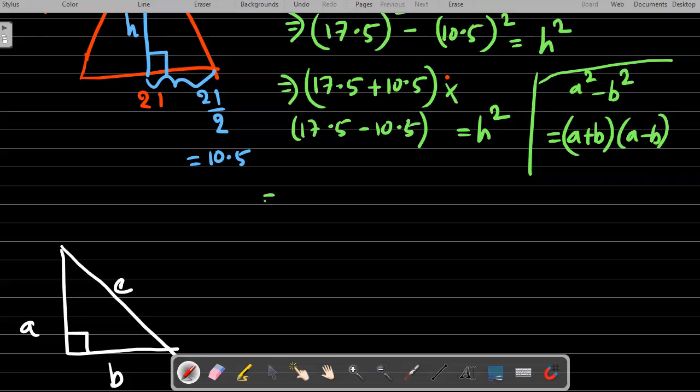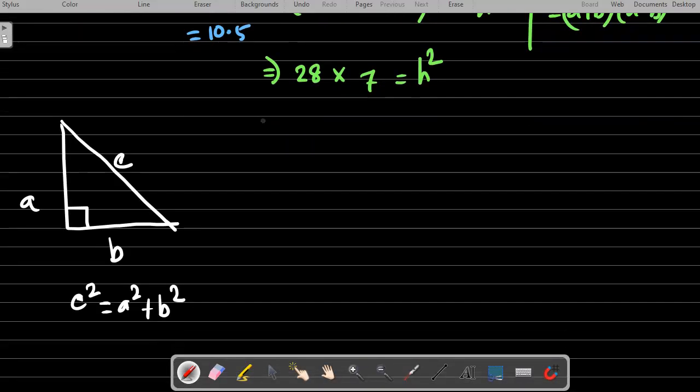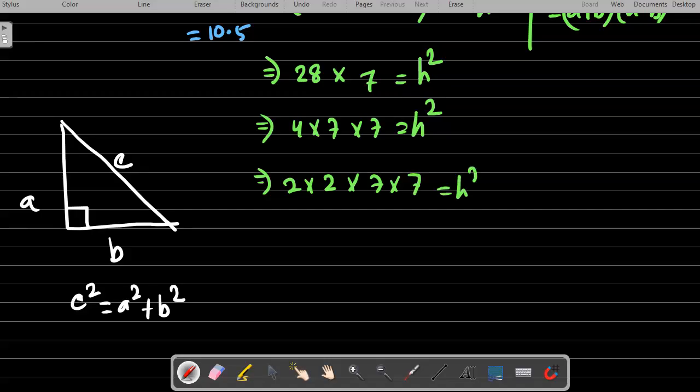Now add this, you will get 28 here and you will get 7 here, that is equal to h square. Now factorize, don't multiply, factorize. It is 4 into 7 into 7 is equal to h square. So here you get 2 into 2 into 7 into 7 is equal to h square. So now what is h? H is 2 into 7. That is, h is equal to 14 centimeter.